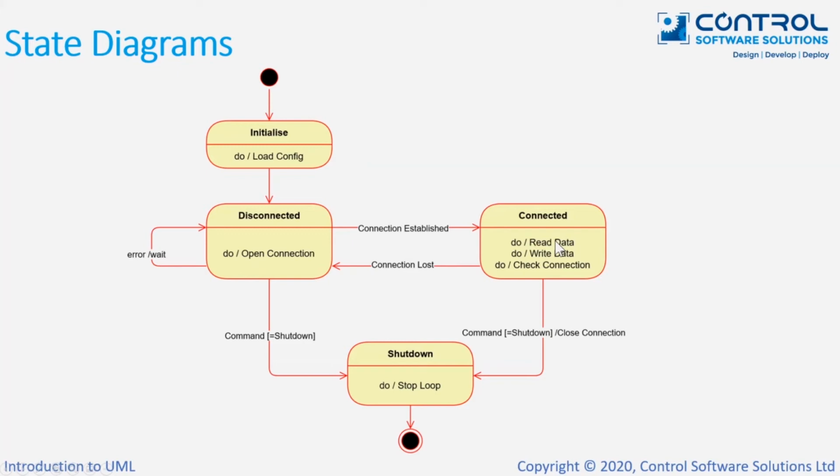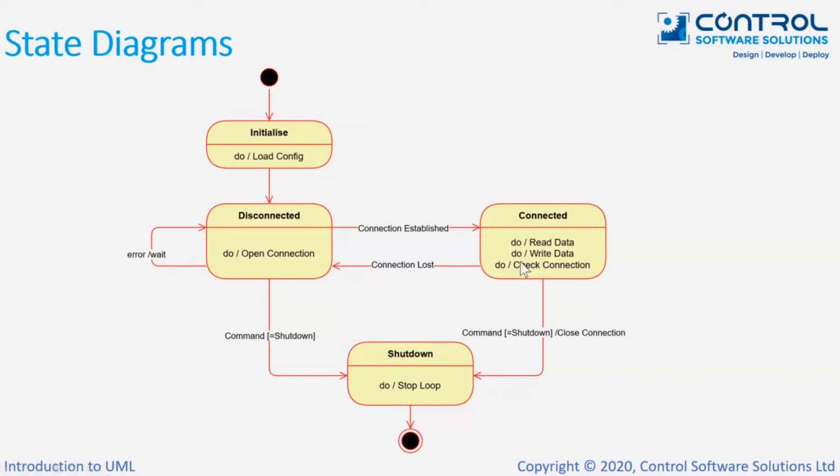Now, when I'm in the connected state, I've defined 3 jobs that I'm going to do. I'm going to read data, write data, and check the connection. If at any point the connection is lost, I'm going to return to the disconnected state and attempt to open a connection again. If not, I'm just going to keep going round and round and round doing those jobs: read data, write data, check connection, and it will do that forever.